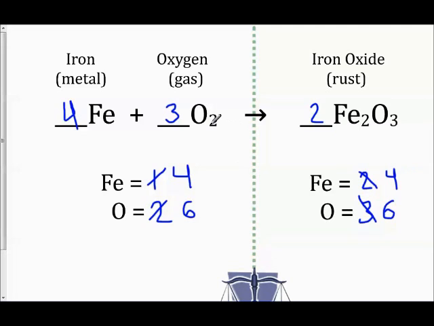Let's do a quick double check. Always good to double check. 4 irons on this side. 2 times 2 is 4 irons on this side. Over here you've got 3 times 2 for the oxygens of 6, and over here 2 times 3 for the oxygens of 6. Balanced out.